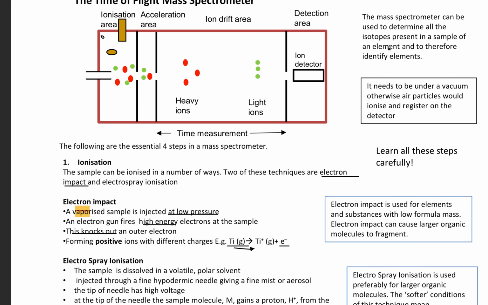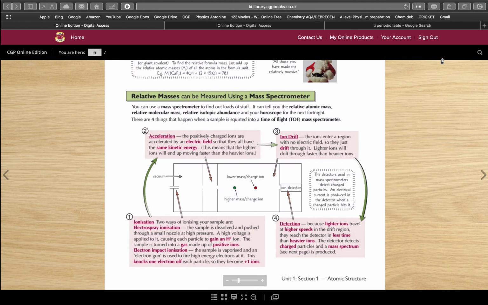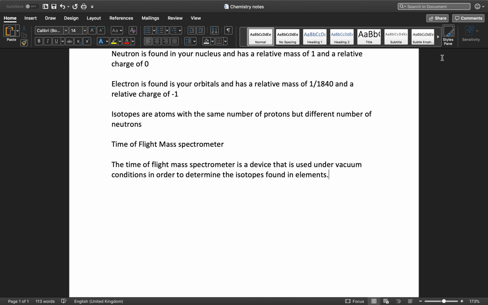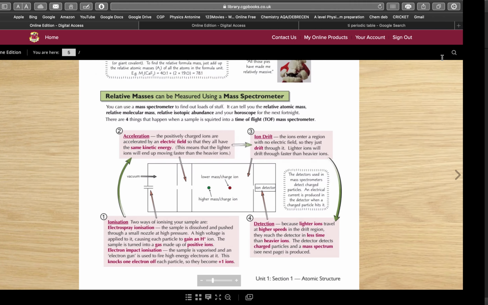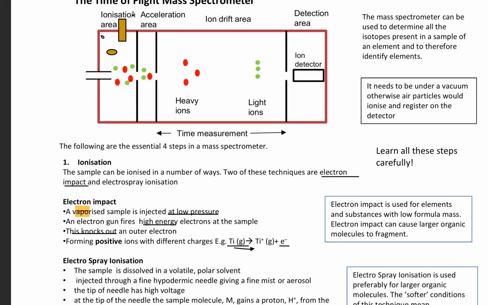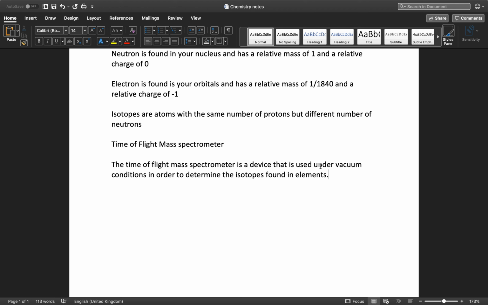Now I know it then goes on with saying that in a sample of an element, therefore to identify the elements, but that isn't as important. That's not the main job of your mass spectrometer. Its main job in this situation, which they want you to learn, is that it allows you to determine which isotopes are found in your elements, or your samples of elements. So the time of flight mass spectrometer is a device that is used under vacuum conditions in order to determine the isotopes found in elements.